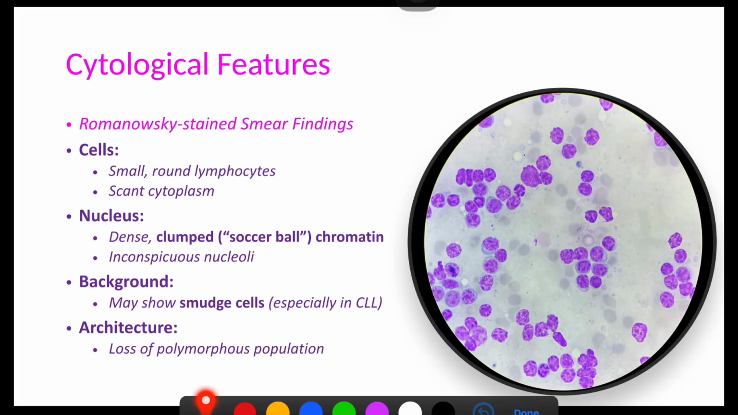In Romanowsky stain smear findings, the cells are small, round lymphocytes with very scant cytoplasm, dense clumped nuclei, a chromatin pattern called soccer ball appearance, and inconspicuous nucleoli. The background sometimes shows smudge cells, mainly in small cell lymphoma or CLL. Architecturally, there is loss of the polymorphous population.